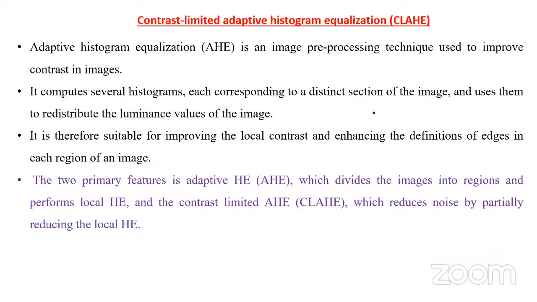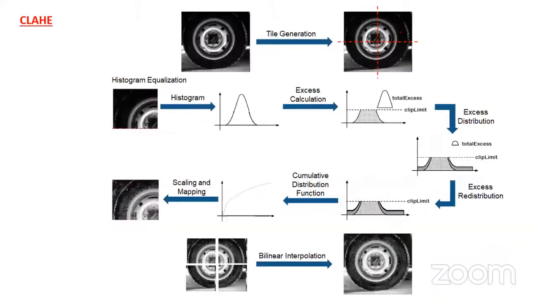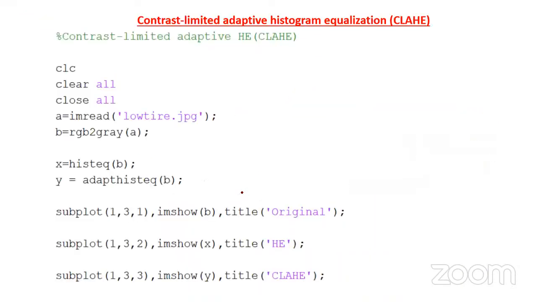It will take time to explain this completely. You can see the entire image is divided into small parts, small regions. After that we apply histogram equalization. The Matlab function is very simple: adapthisteq. This is the histogram equalization Matlab function, and we just prefix it with adapt. That is called adaptive histogram equalization.